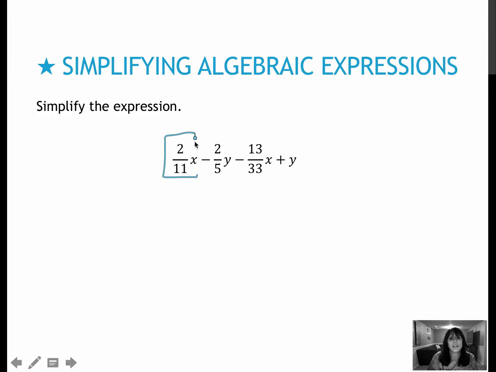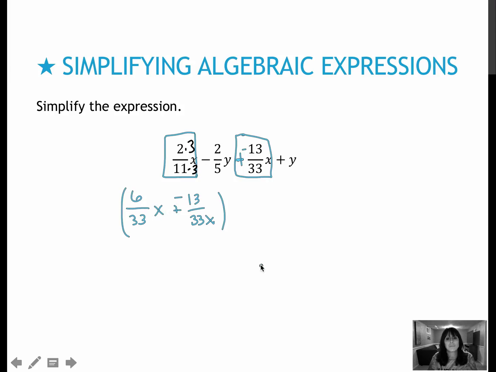So I'm going to rewrite this so that my x values are together. And my x values, again, I'm going to go ahead and in the same step make sure that they have the same denominator. So I'm going to rewrite this as 6/33 x minus 13/33 x. So notice I kept that minus with it. I could have also done a keep, flip, change, or leave, change, opposite.